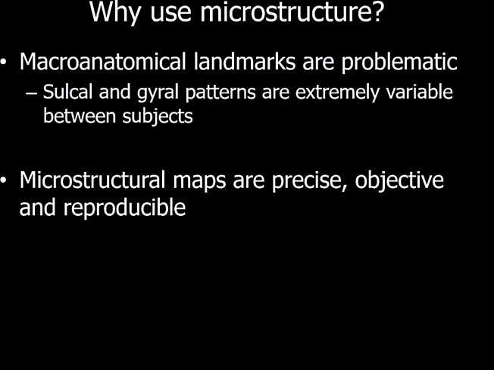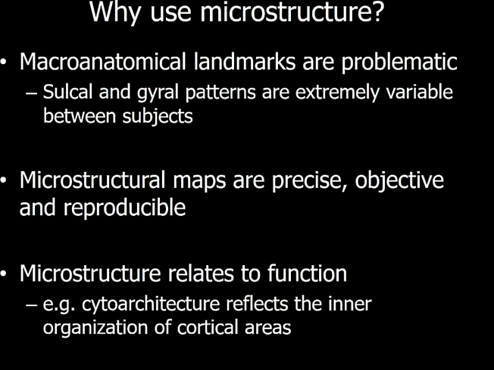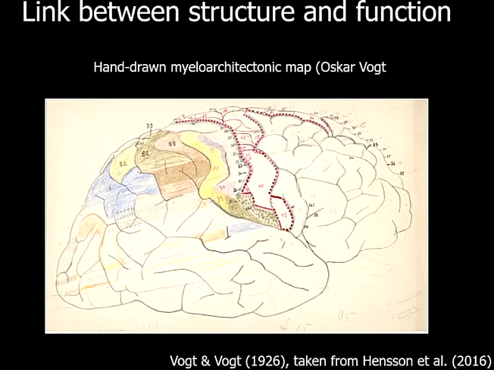Microstructural maps, on the other hand, are arguably much more precise. They're arguably objective, and they're arguably reproducible. You can decide for yourselves whether you agree with that. You have to agree with this because it's true. It relates to function. That is the fact that there is an organization of neurons in the brain has something to do with what they're doing. That isn't to say that it's the be-all and end-all, but it relates strongly to the function of different brain areas. And I'm going to give you a few examples of that.